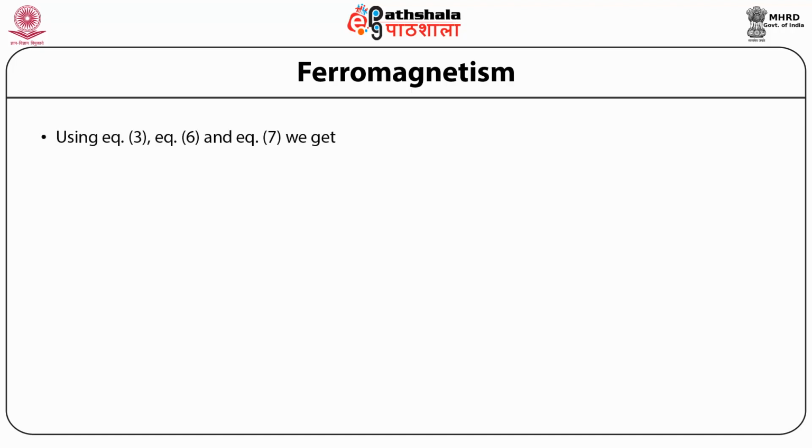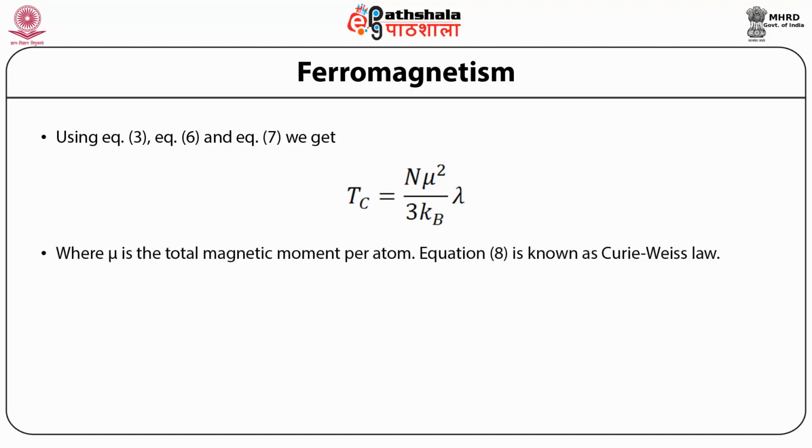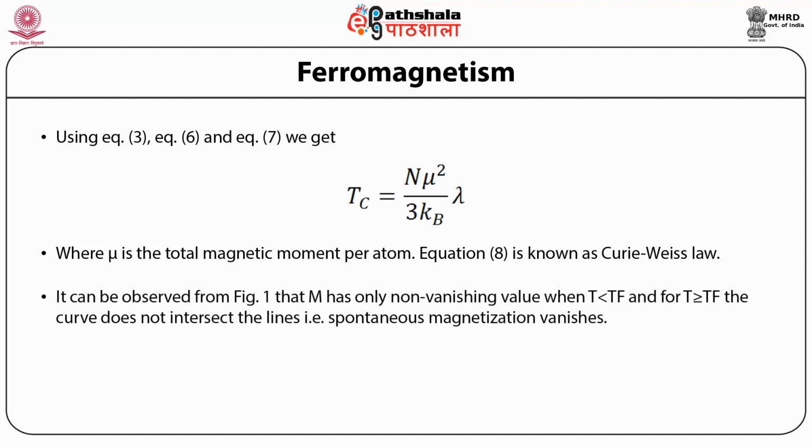So using equation 3, equation 6 and equation 7, we get T_C comes out to be n mu squared lambda over 3 k_B, where mu is the total magnetic moment per atom. And this equation 8 is known as the Curie-Weiss law. Susceptibility is again temperature dependent. It is also observed from figure 1.